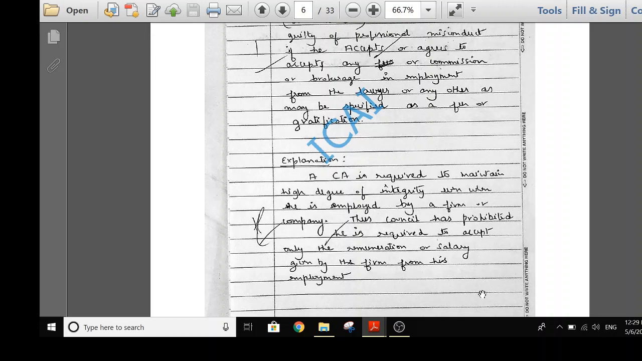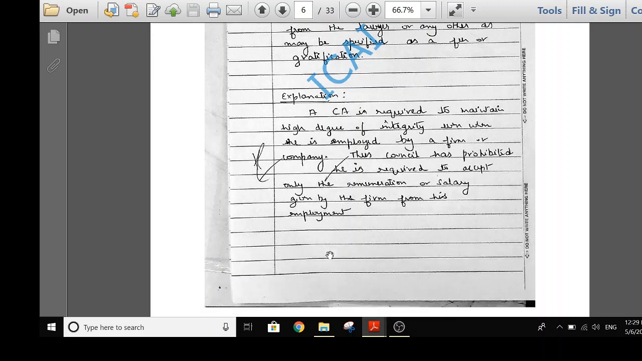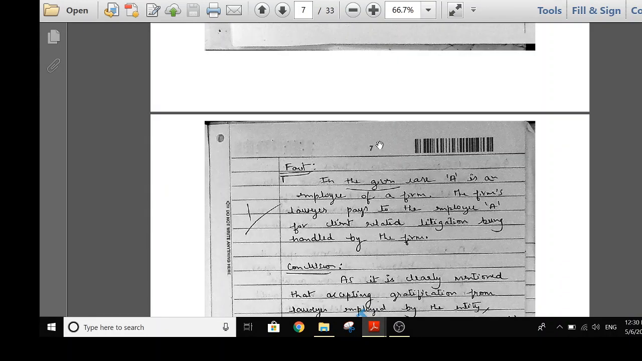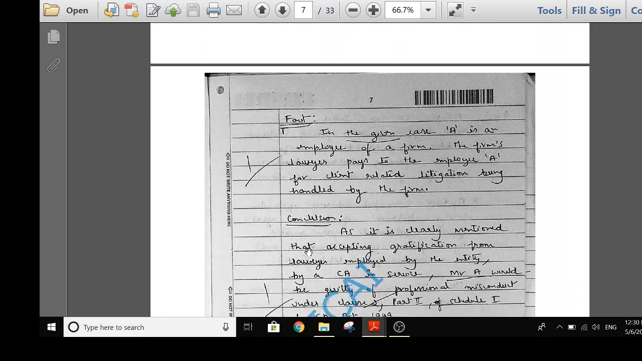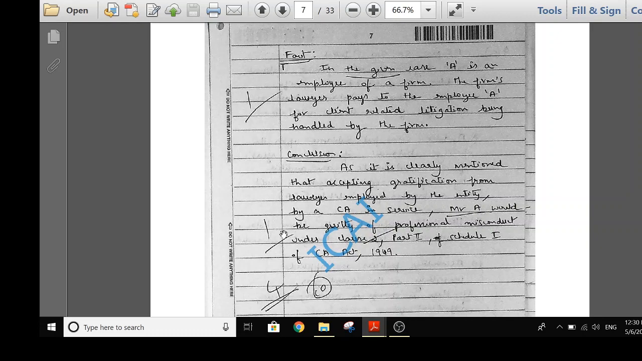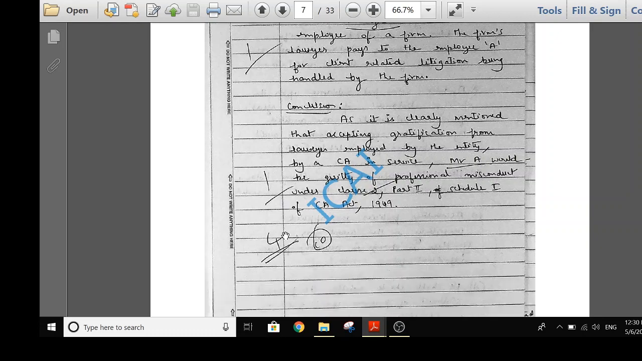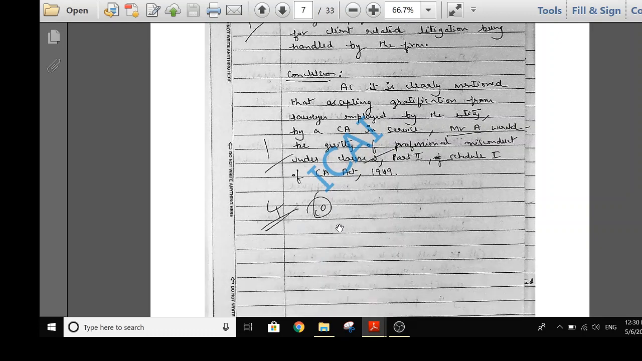Next thing, what is the understanding? Why is that law there? What is your understanding about that? The third thing is what is given in the question. Just copy and paste what is there in the question. What is the fact in the question? And fourth is the conclusion, whether he is guilty of professional misconduct or not. You will get full 4 marks for whatever answer you write.